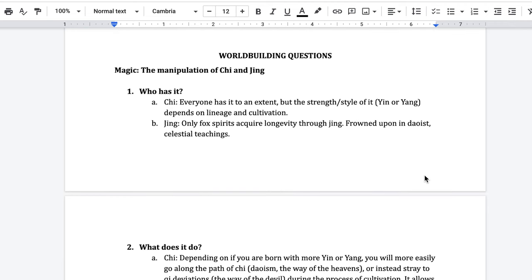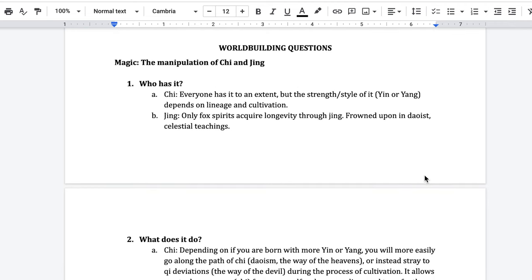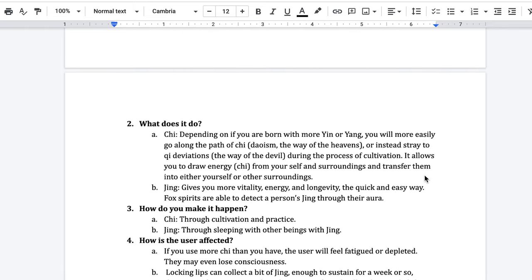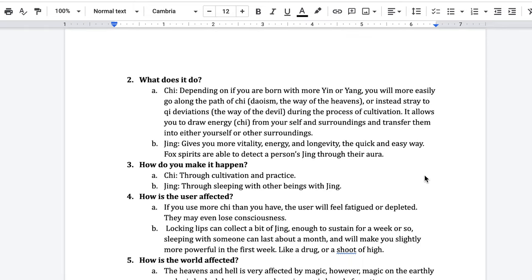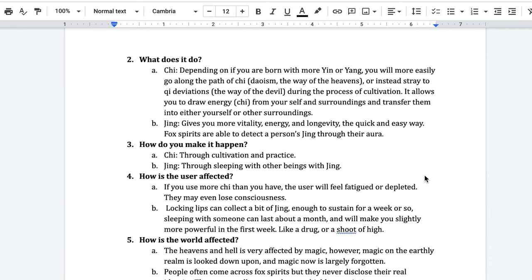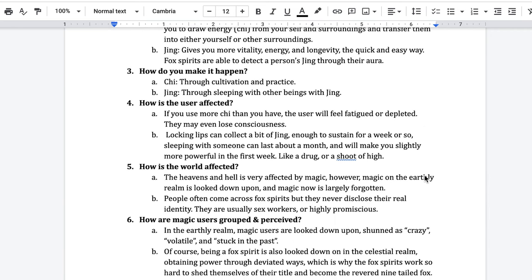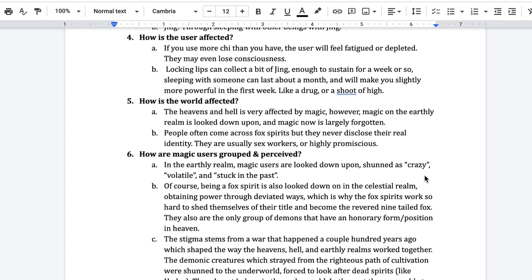The first question I had to answer was, who is it? The next question is, what does it do? The third question, how do you make it happen? The fourth one, how is the user affected? The fifth question, how is the world affected? And the sixth question is, how are magic users grouped and perceived?